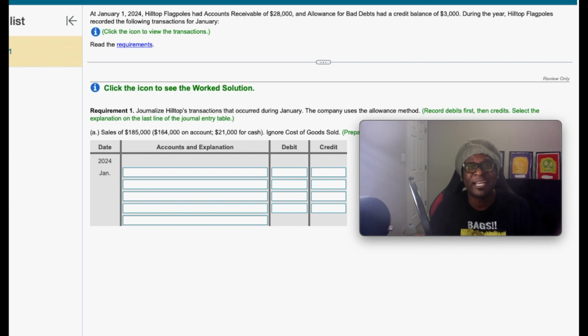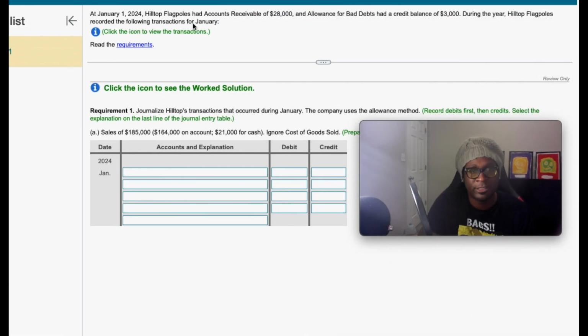Today we're going to take a look at a walkthrough problem of how to properly record utilizing the allowance method, particularly percentage of receivables. So if you're unfamiliar to the percentage of receivables or the allowance method, don't fret gang, I dropped a link to get you up to speed in no time. So with that being said, let's get it.